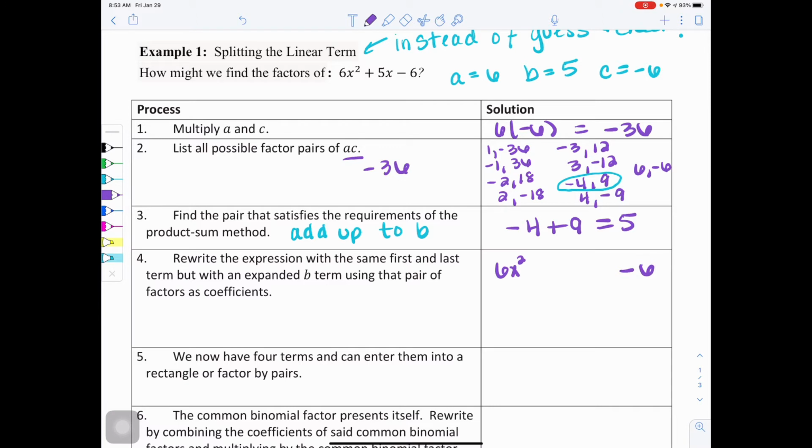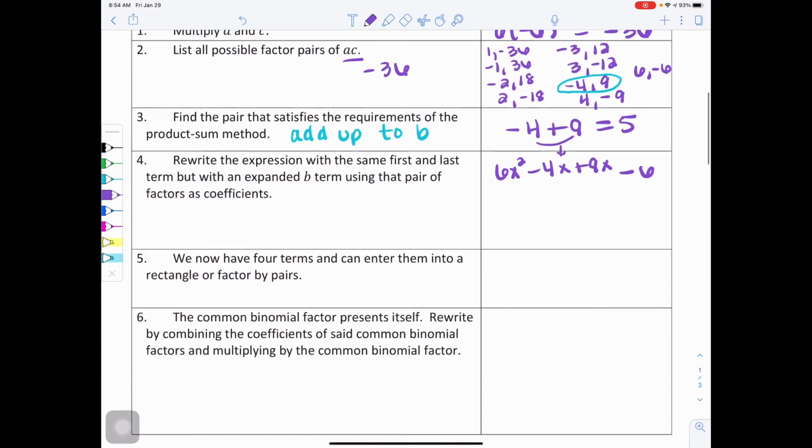But now the positive 5x that was in the middle, we are going to break up into the pair that adds up to the 5x that we found in number 3. So we would do minus 4x plus 9x. So you can see I'm taking this from here and using it down there.